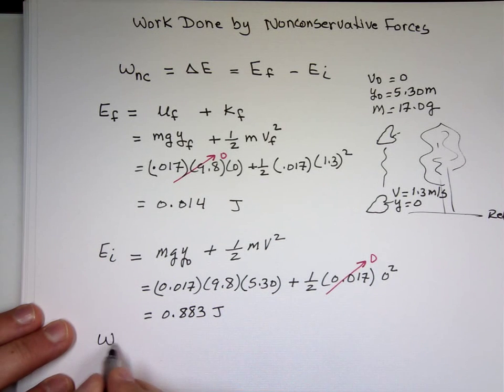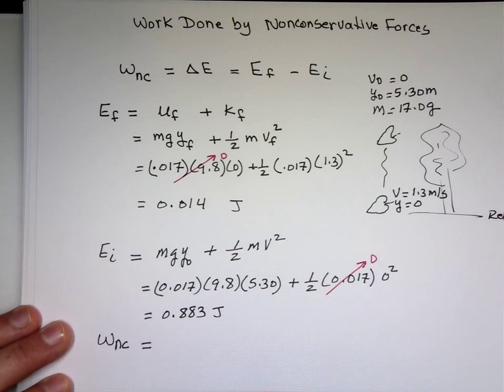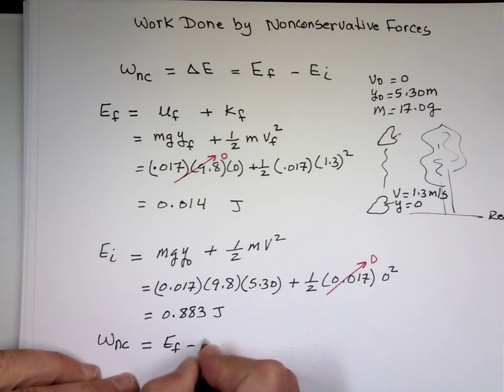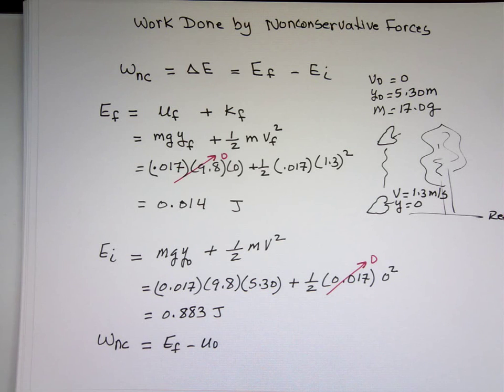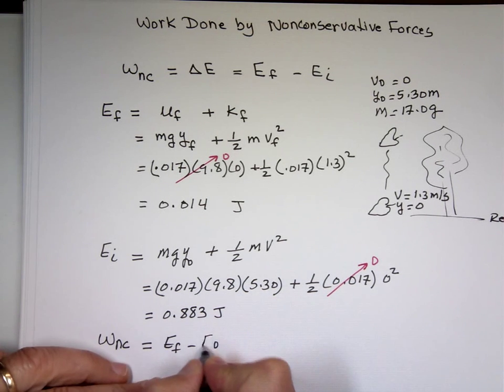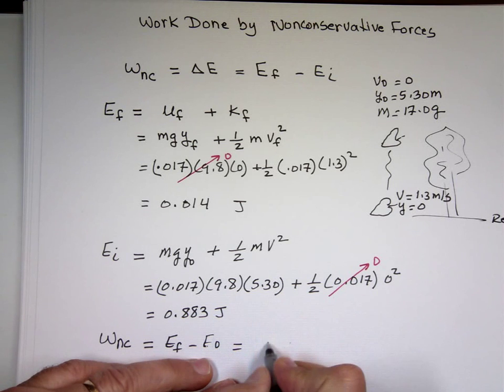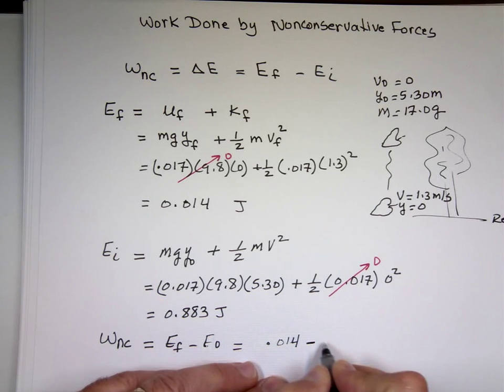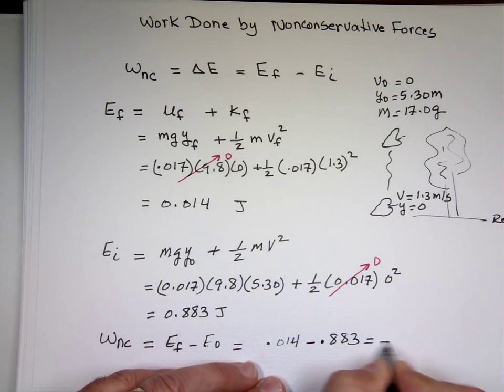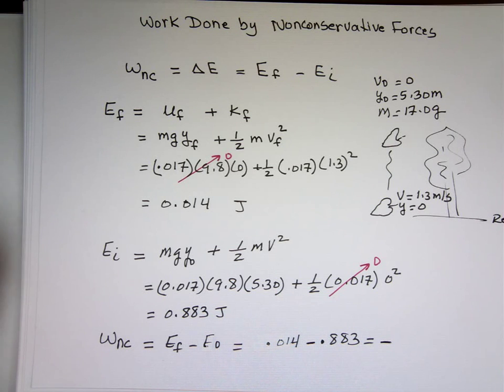Notice the work done by non-conservative force is a negative. It has to be a negative work. Why? When the leaf is falling down, which way is the wind pushing? Upward. And which way is it moving? Down, right? Pushing up, moving down. 180 degree difference between them. That's why it would be a negative value. It's the final minus the initial. Oh, E, not U. The final minus the initial. Oh, the final is which one? The smaller one. 0.014 minus the initial 0.883. And we have negative. That means we lost that energy.